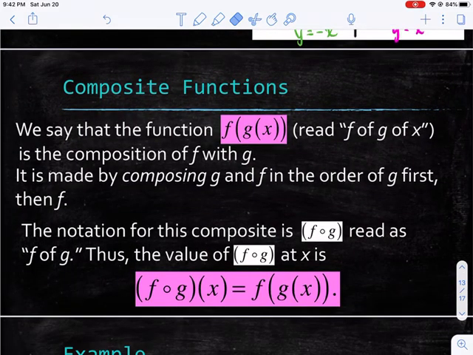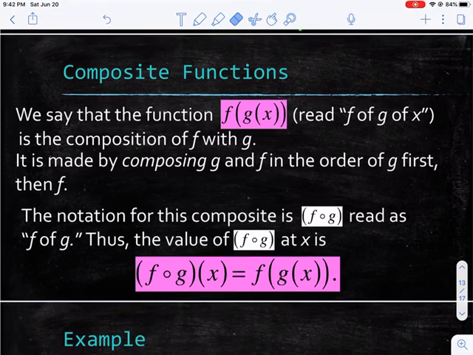Now we'll deal with composite functions. Remember that when we say the function f of g of x, that's the way it's read. F of g of x is the composition of f with g. It's made by composing g and f in the order of g first, and then we apply the f function. So the inside function is g of x. The notation for this composition of function looks like f circle g, read as f of g.